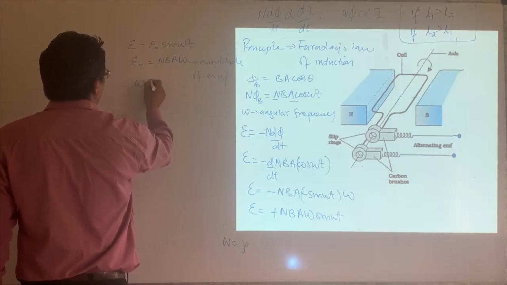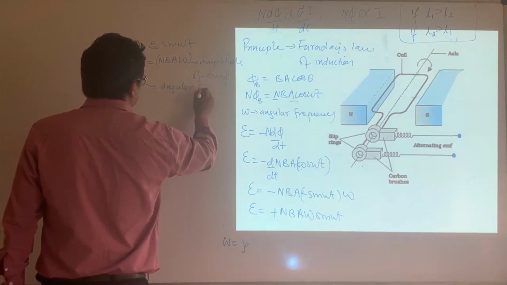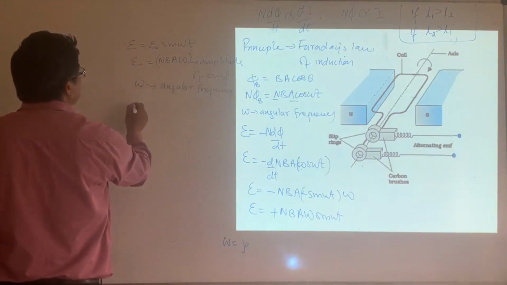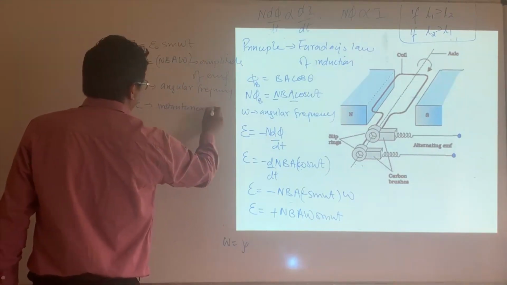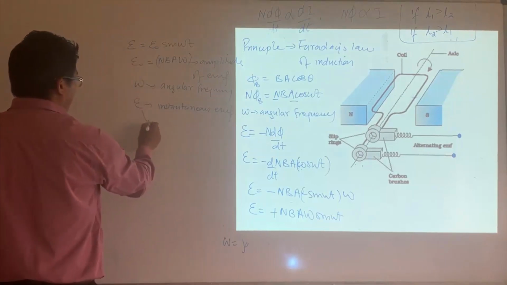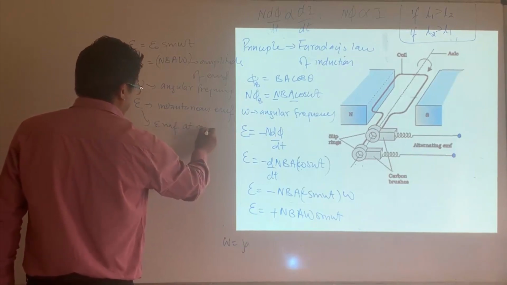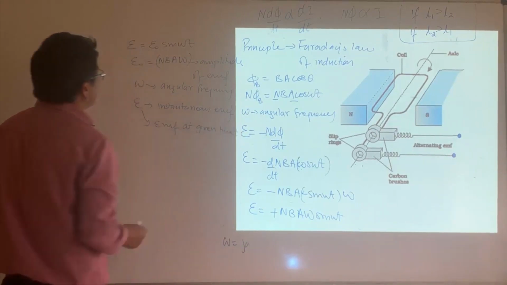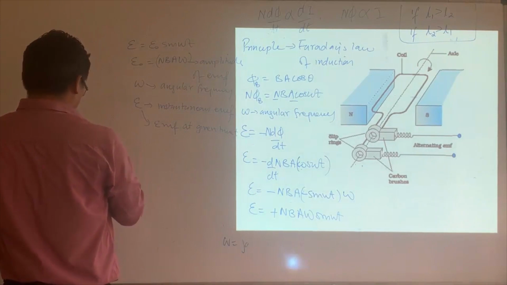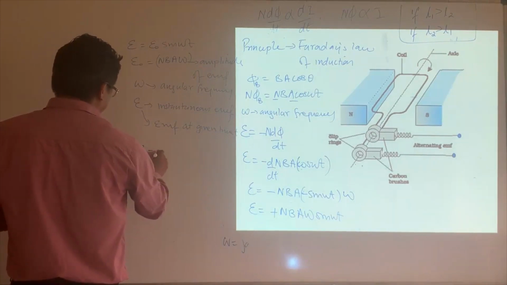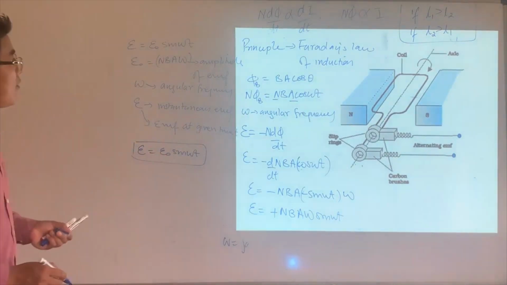Here omega is the angular frequency, and E is the instantaneous EMF, that is the EMF at a given time t. So this is what we have. This is the most important formula here, right? This is what we call alternating EMF or alternating voltage.